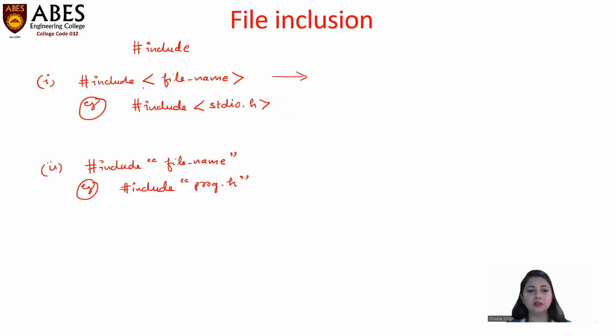The first method, hash include with the file name in angular brackets, will search for this file within the include directory only, not outside of this directory. Whereas the second method will search for this file first in the current directory, and then it will start searching from the parent directory. The first method can be used for predefined files, the files already stored in the system library, the C library. The second method can also be used for user-defined header files. So this is the difference between the methods of including a file.